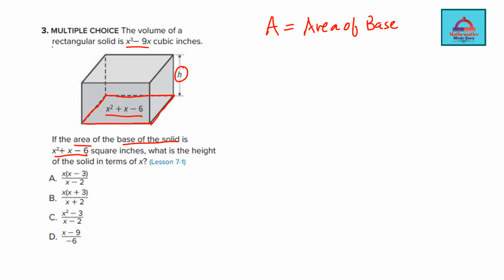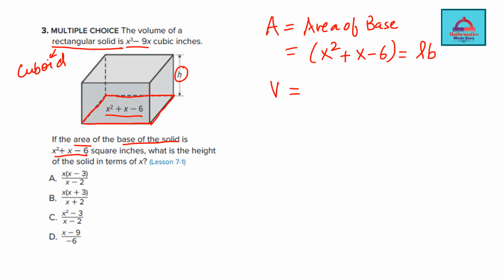And why do you know it is a rectangle? Because the name rectangular solid is given. Even if they write cuboid, don't get confused. It is another name, but the meaning is the same. So this area is given to you as a quadratic expression, x square minus x minus. Now this is the area of a rectangle. Remember that. It is nothing but length multiplied with breadth. And height is what you need to find.